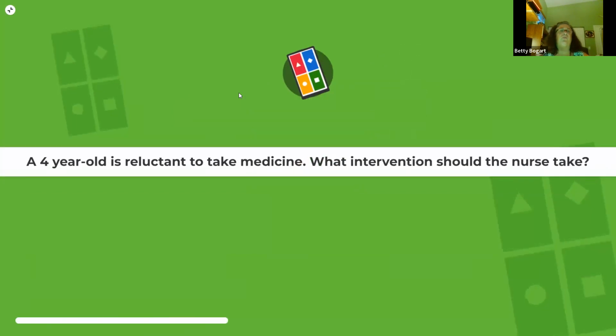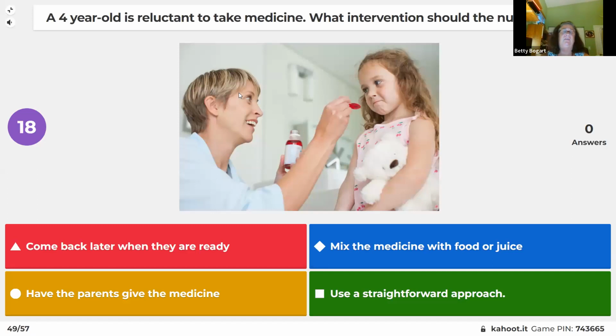A 4-year-old is reluctant to take their medicine. What intervention should the nurse take? This is a common thing with kids. They just don't want their meds. You have to go through all sorts of things. And as nurses, our job is to get this child to take the medicine.